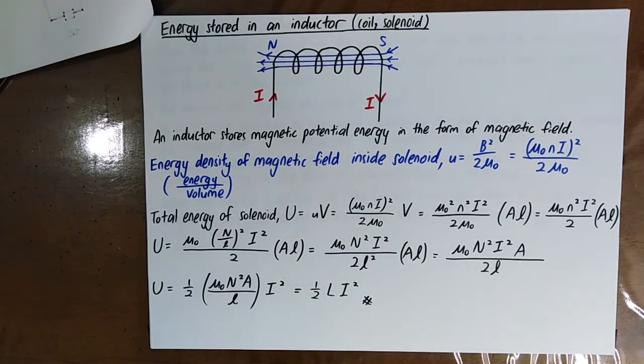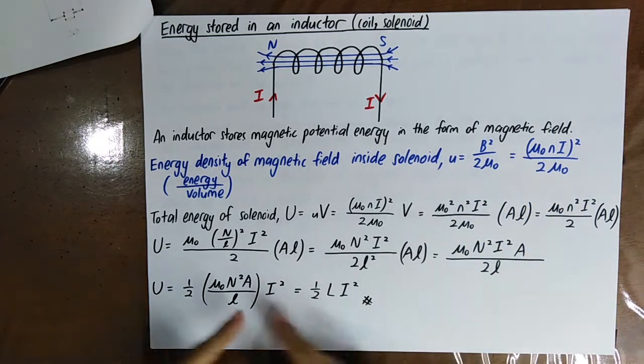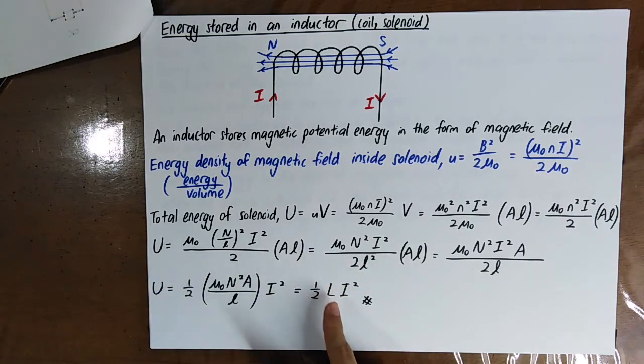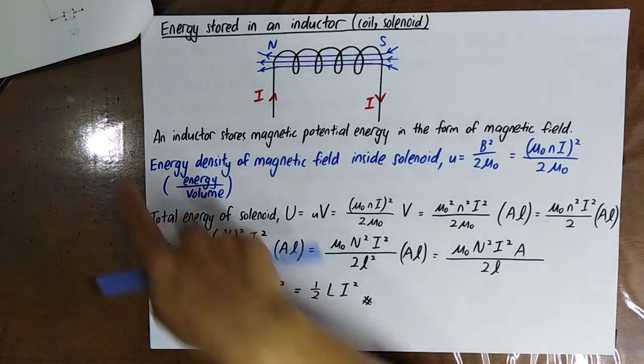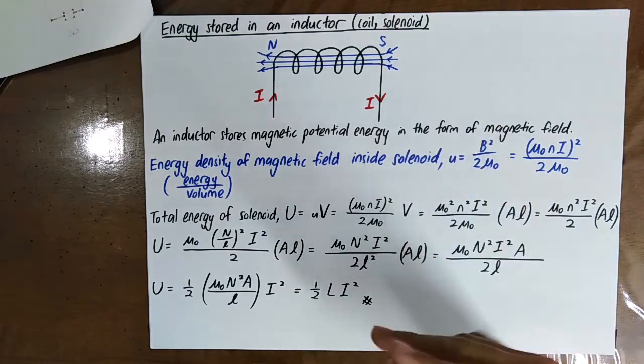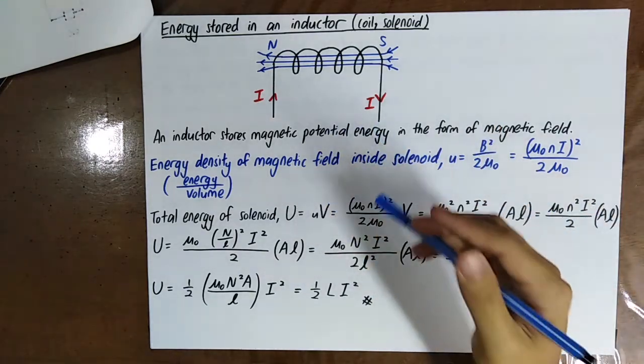So now we want to know how to get the energy stored inside an inductor. Actually, in your syllabus, you are only required to memorize U equal to half Li squared. So if you don't want to learn about the derivation, it's okay. But I need to tell you.